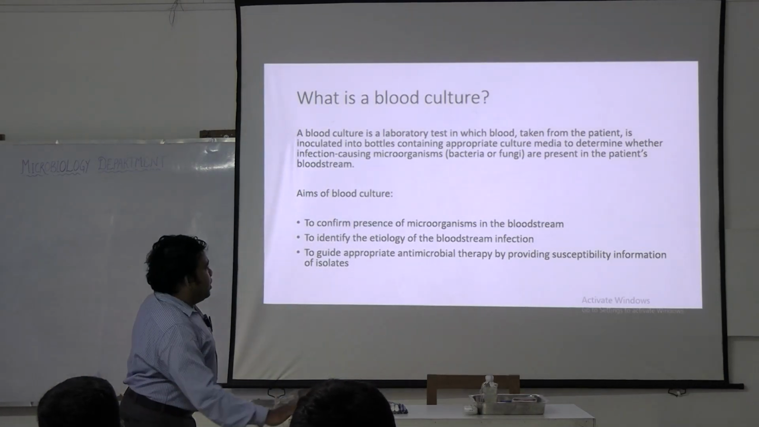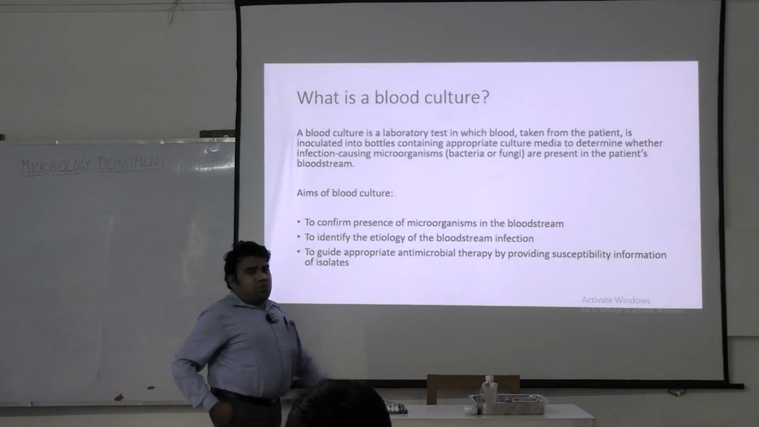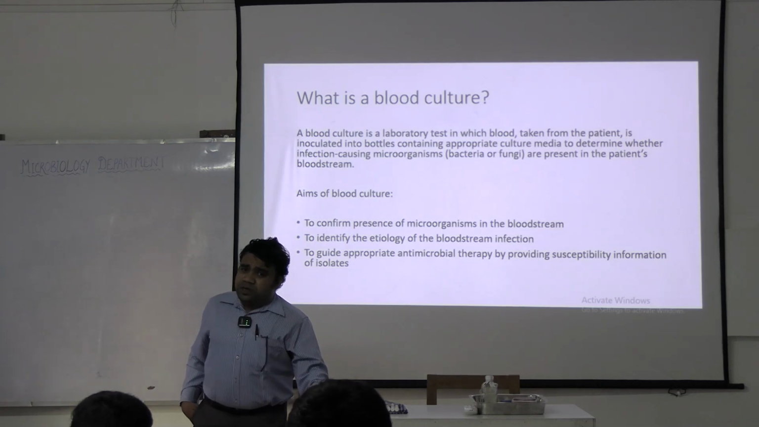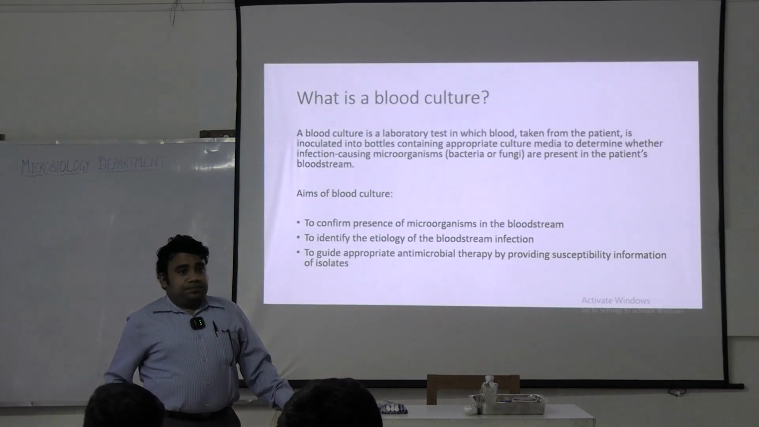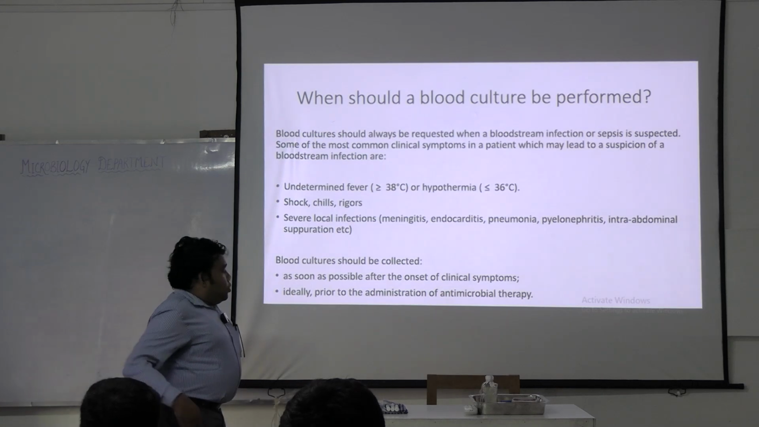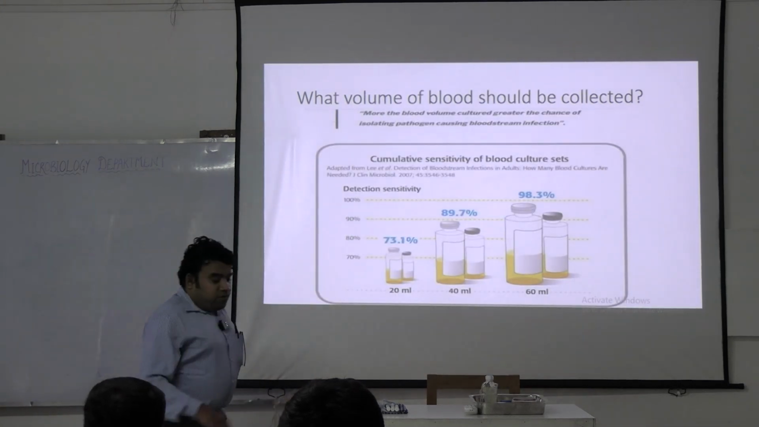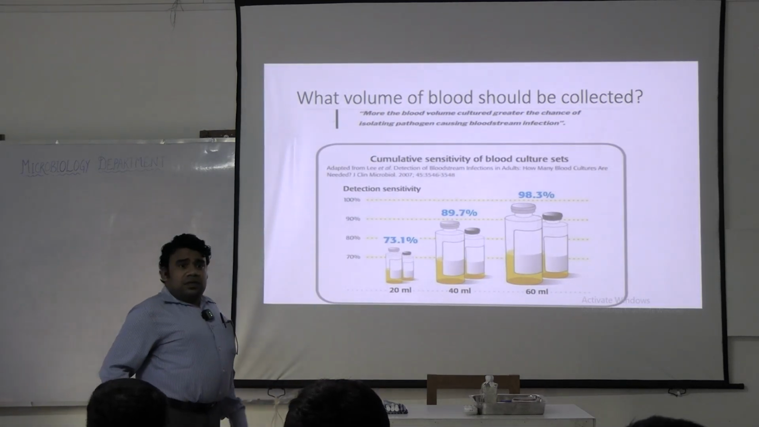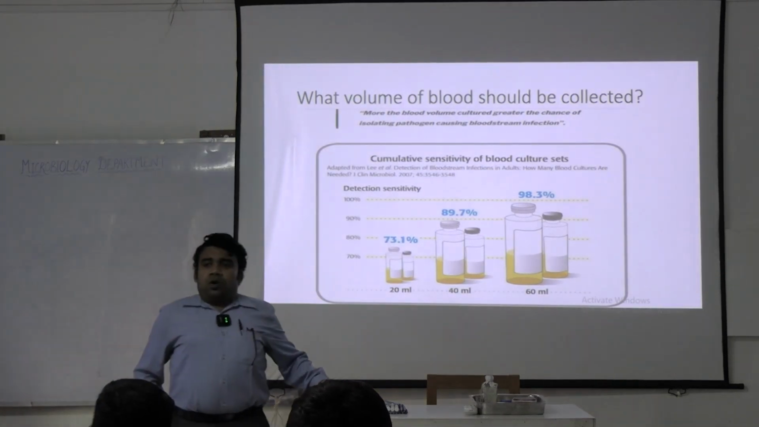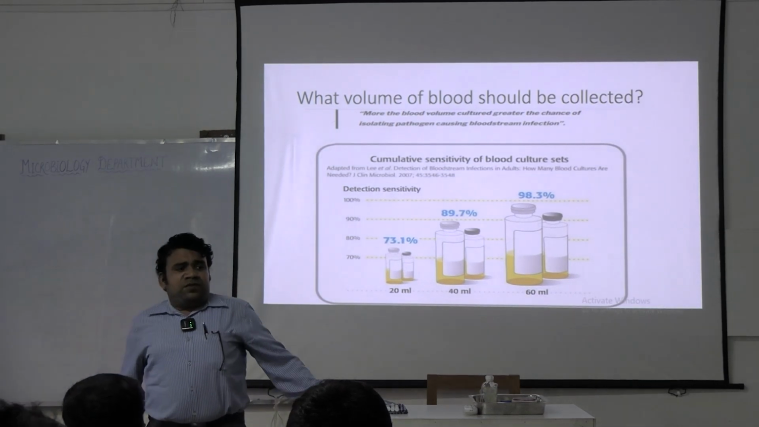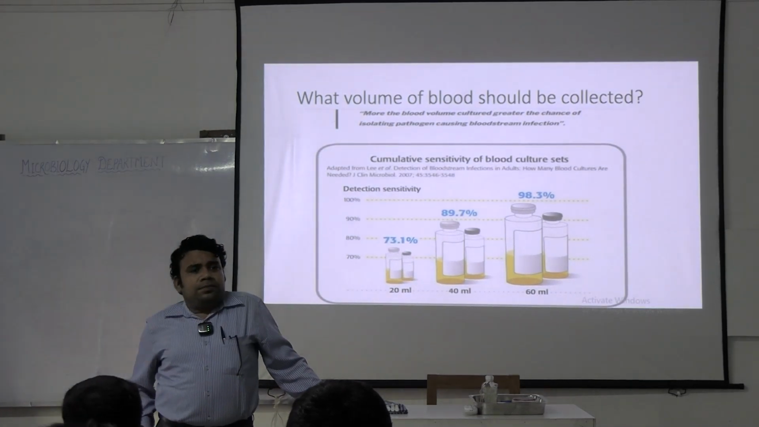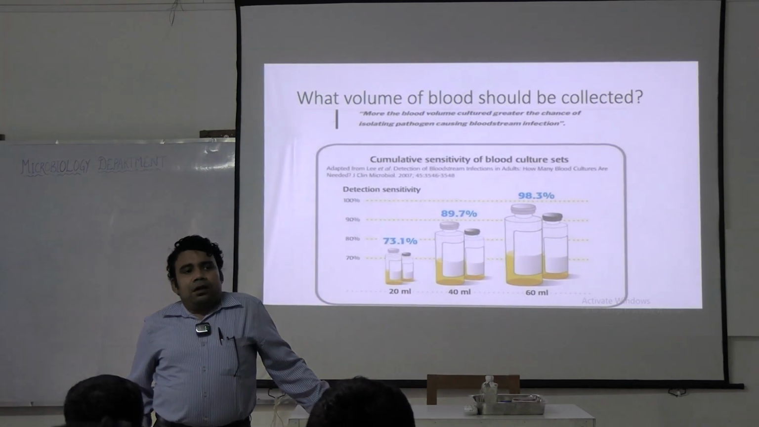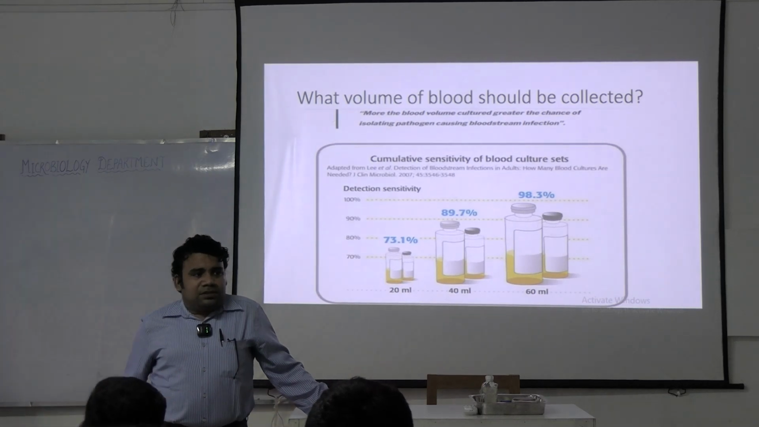So what will be the aims of the blood culture? To confirm the presence of microorganisms in the bloodstream, to identify them, and to test for the susceptibility so that we can kill them. Okay. Now for blood culture, we need to send the blood in bottles like this. Then there will be a very important question: what is the normal amount of blood that is present in an average Indian male or female? 4 to 5 liters will be a better answer.